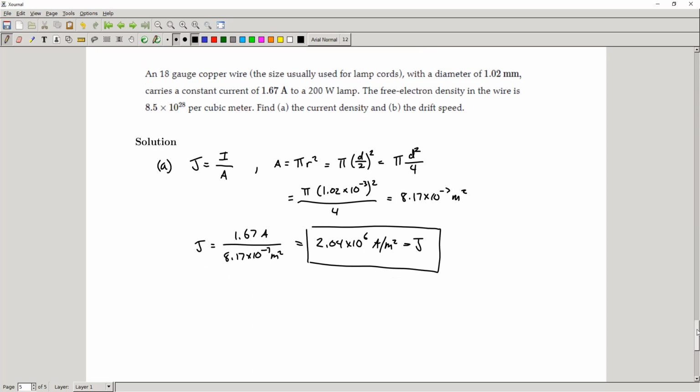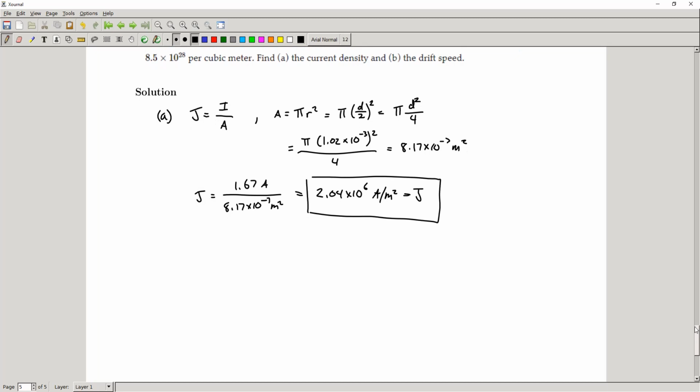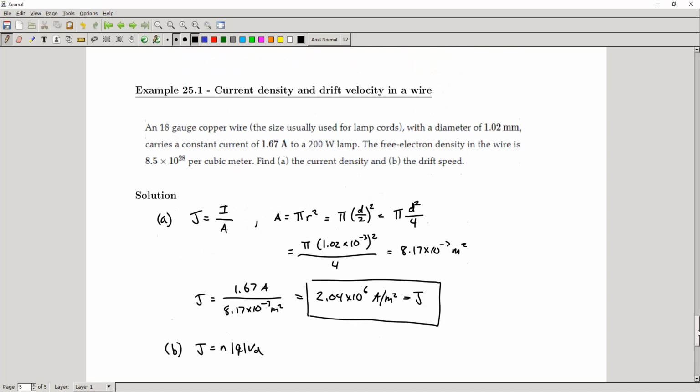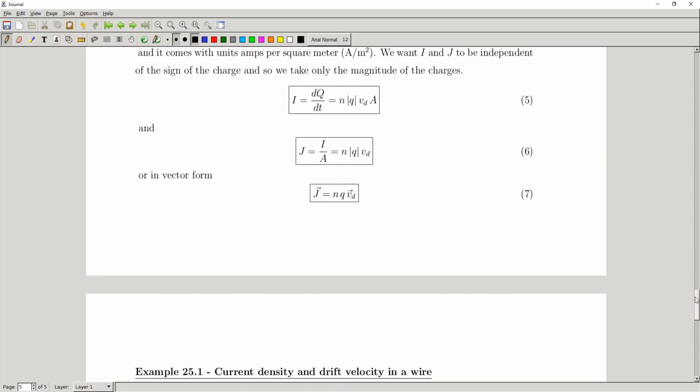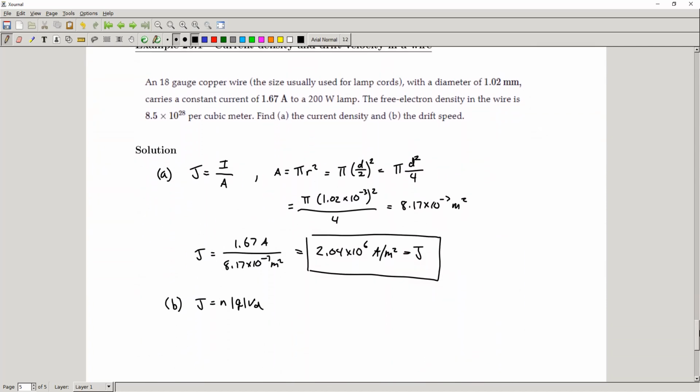Now if we move on to part B, we're looking for the drift speed. We know we can relate our drift speed to our current density, which we just found, through the equation from above. We have it written down right here. So let's move back down here and isolate our v_d. If we isolate v_d, we're going to end up with an expression that looks like this.